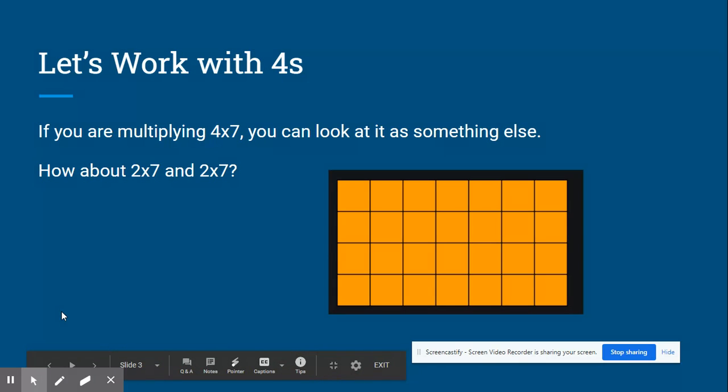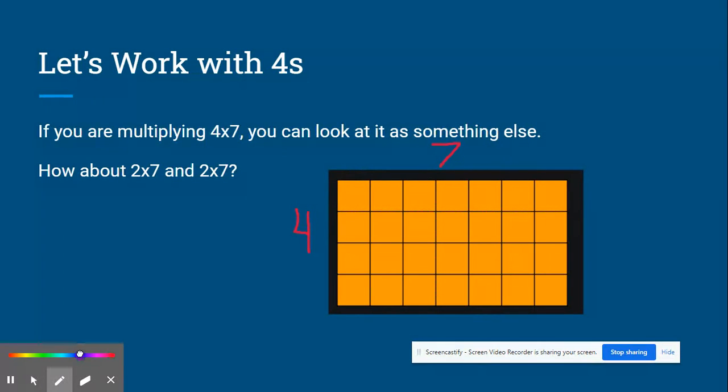So first we are going to focus on working with the fours. So if you are multiplying 4 times 7, you can look at it as something else. How about 2 times 7 and 2 times 7? This is a 4 by 7 array. But instead of looking at it like that, because that's a lot to work with, I can really look at it as, and I'm going to change my color here, a 2 times 7 and a 2 times 7. So what I did was I distributed or broke apart that array into two smaller arrays. Let's continue with that.